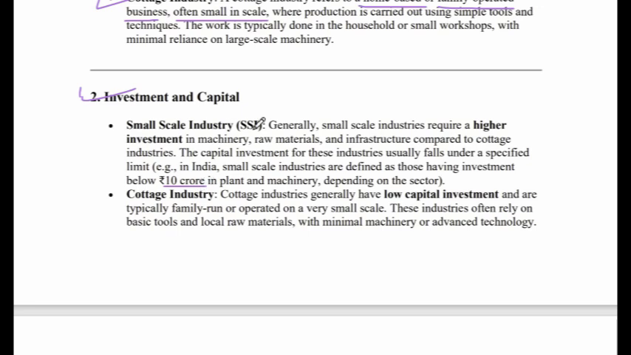So that comes under small scale industry, and that 1 to 10 crore should be invested in plant and machinery to be categorized as a small scale industry. Whereas cottage industries do not require a very high capital investment and are typically run by family or from home, on a very limited or very small scale. These industries often rely on basic tools and local raw materials with minimal machinery or use of less advanced technologies.